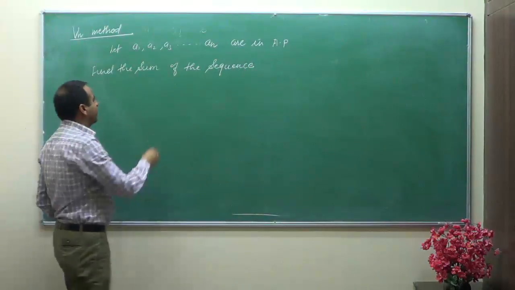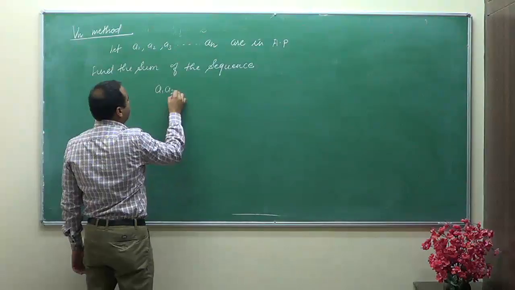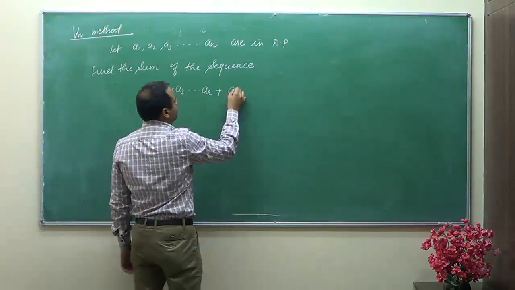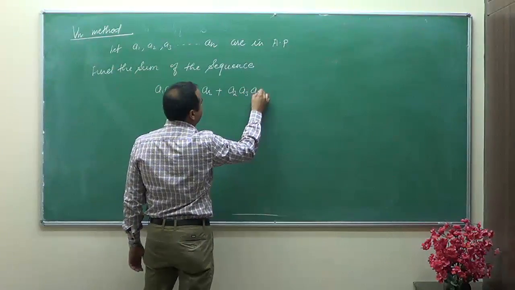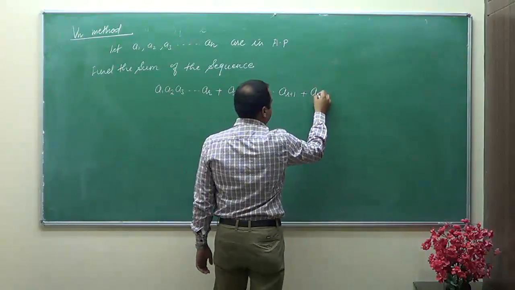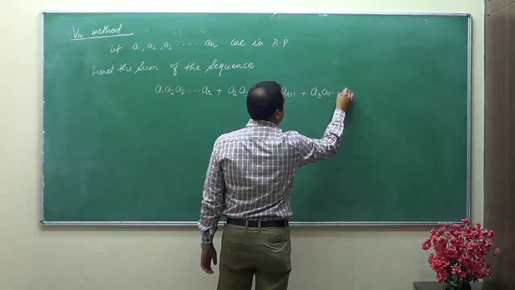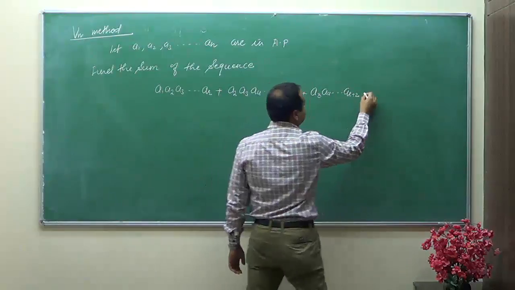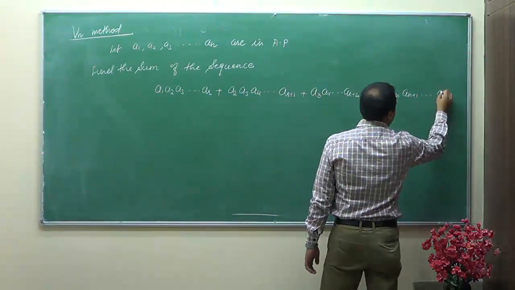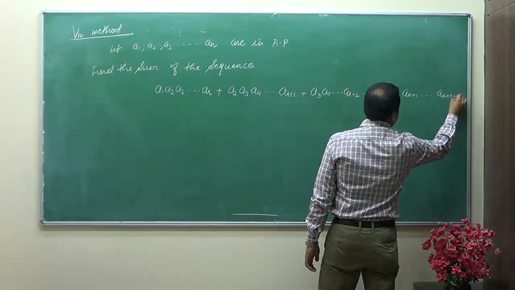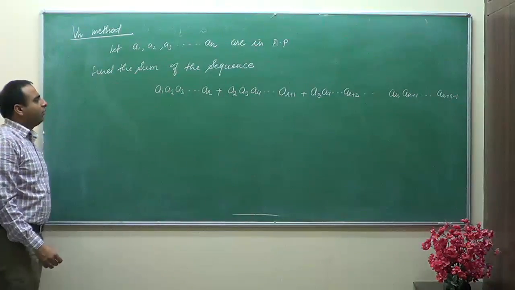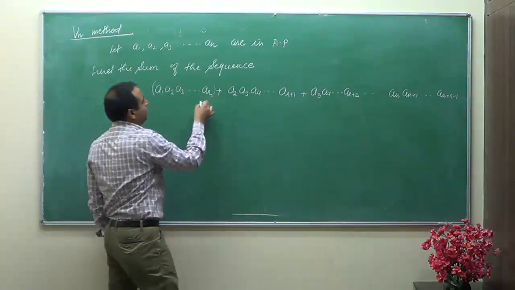And the sequence is A1, A2, A3 up to AR, plus A2, A3, A4 up to AR plus 1, plus A3, A4 up to AR plus 2, and so on up to AN, AN plus 1 up to AN plus R minus 1. How do we find the sum of these types of sequences?